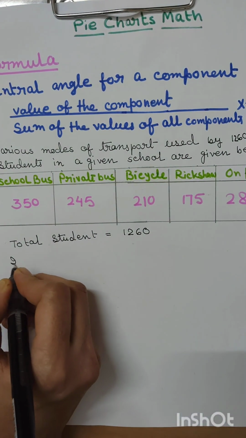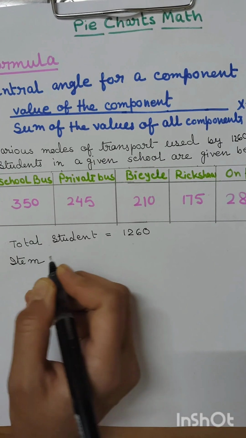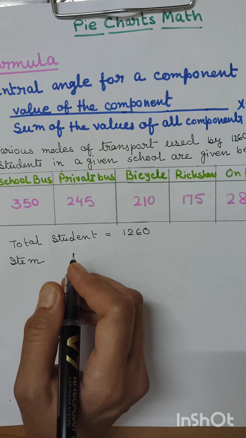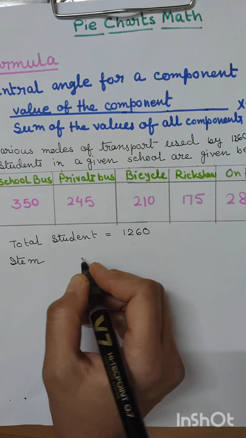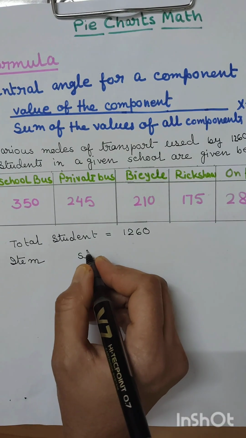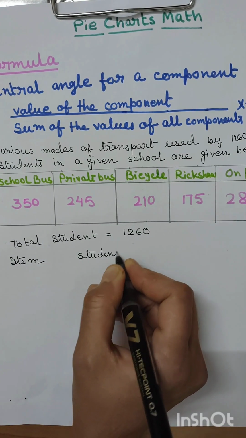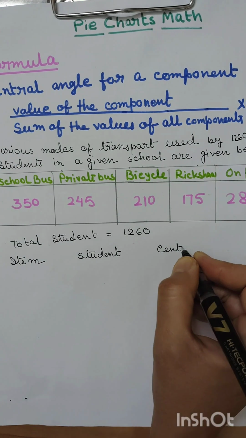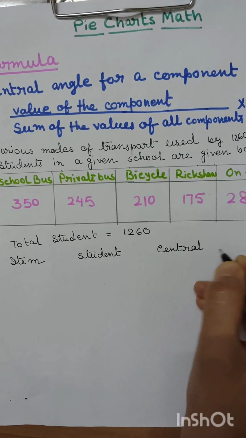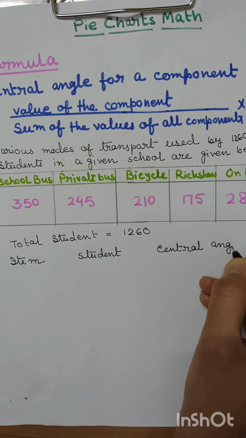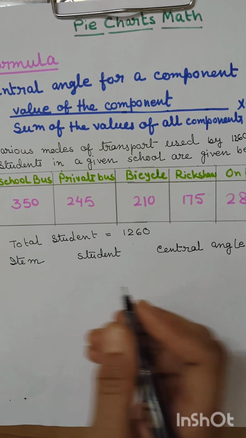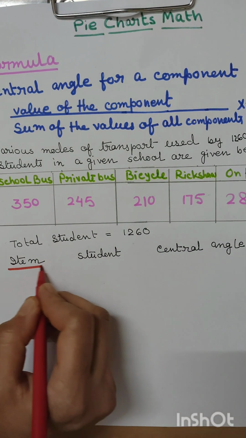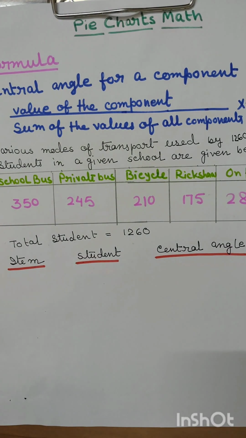Next, you make a format. Item, then student, then central angle. It is a heading. You can use any marker or anything to underline it.